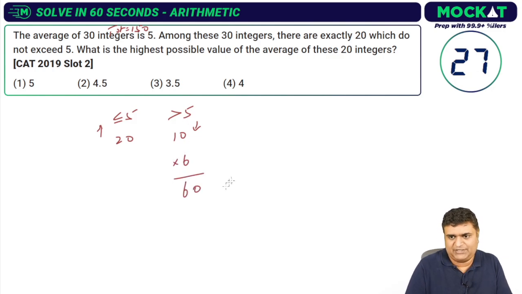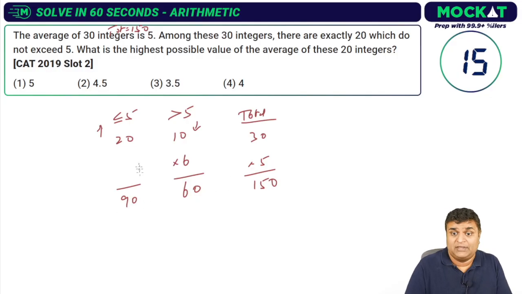10 times 6 is 60. The total I know for all 30, right? So what is that? 30 into 5, 150. We found that. So this total over here has to be 90, right? 150 minus 60. This is the highest possible total we can have here. Total of 20 items, 90 by 20, that comes to 4.5. Option 2 over here becomes the answer.